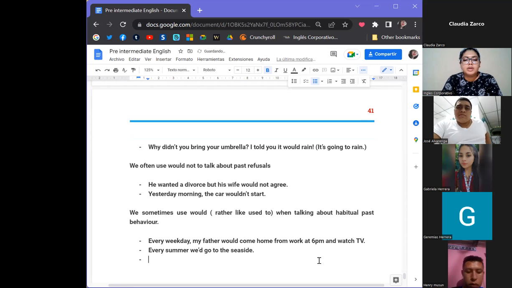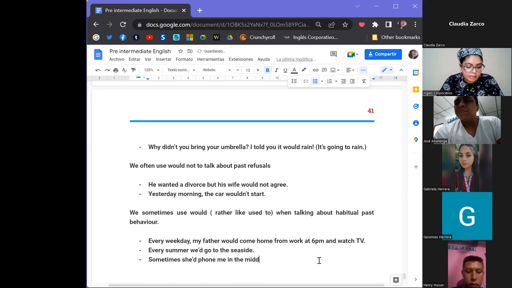So in this case, we are using would, that is the short form. And in this case, it is not like we're going to make some mistakes because we know that we are talking about that specific topic of that specific auxiliary. Then it says sometimes she phone me in the middle of the night. And the last one, it says we will always argue. We could never agree.